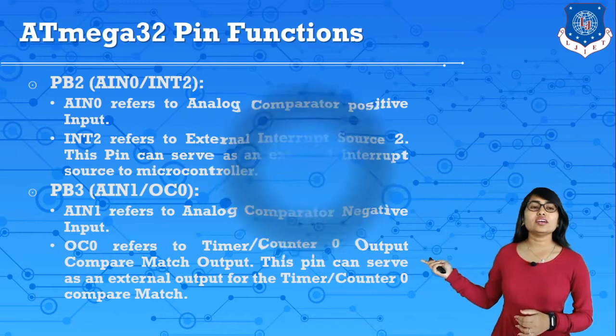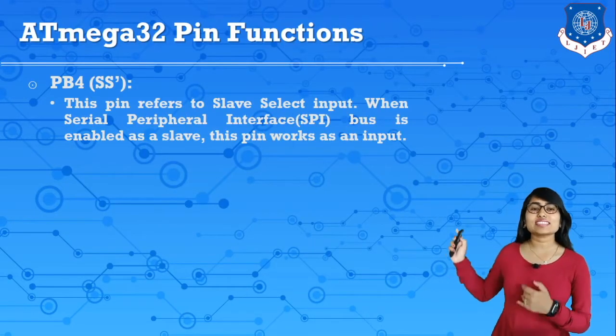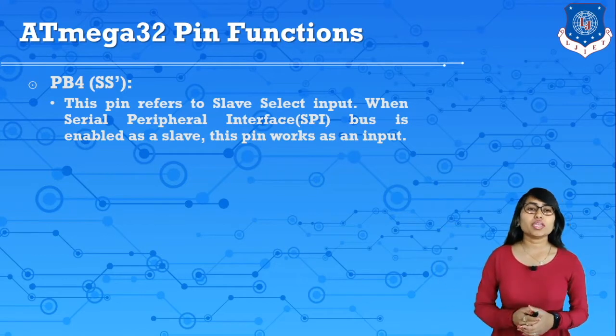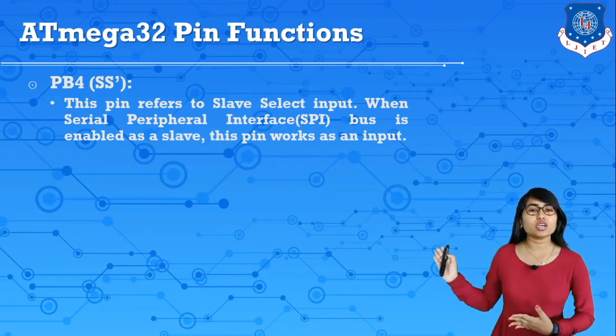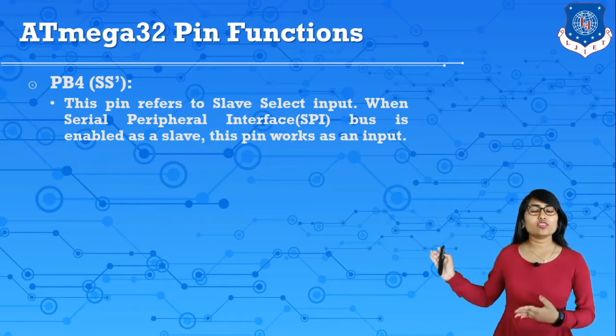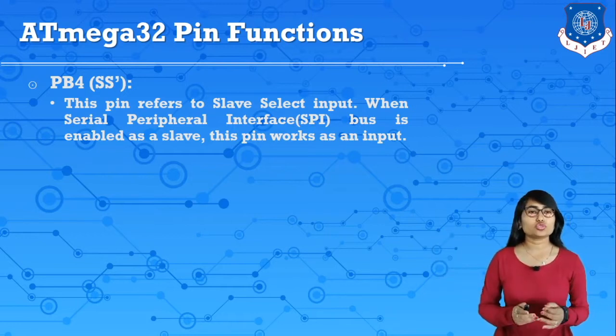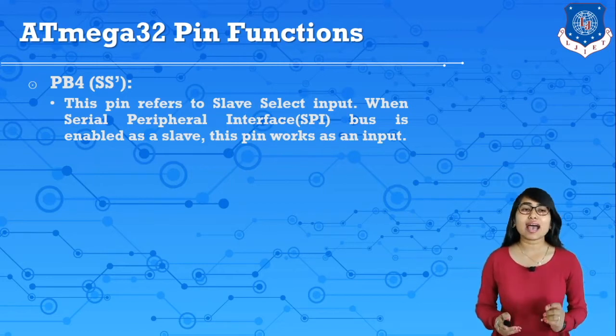Then next PB4. This PB4 is basically for SS, active low. This pin refers to slave select input when the serial peripheral interface, that means the SPI bus, is used. When SPI is enabled as a slave, this pin works as an input. So whenever SPI is enabled, this pin works as input.